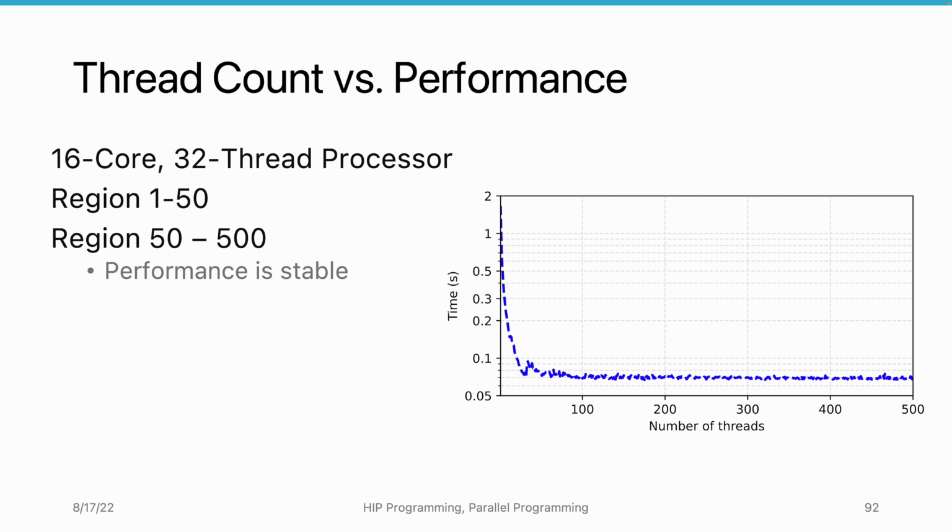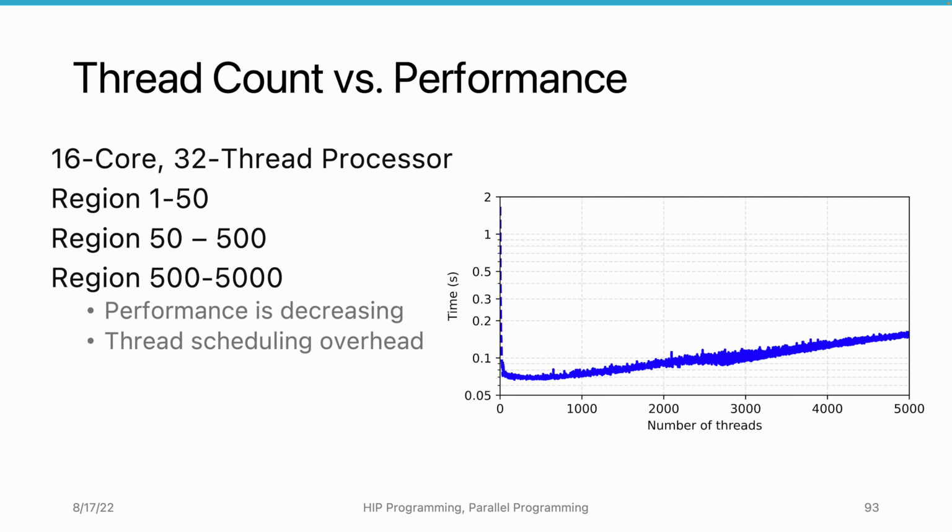As we keep adding more threads, we can see the overhead starts to kick in. Between 500 and 5000, the execution time starts to increase mainly because the scheduling overhead increases and the serial part of the program, which averages the pi's calculated by each thread, starts to take more time.